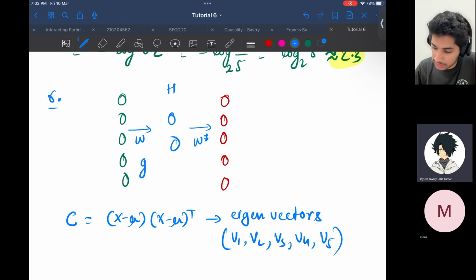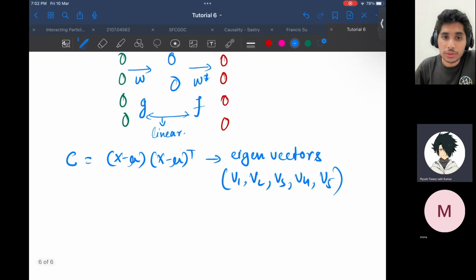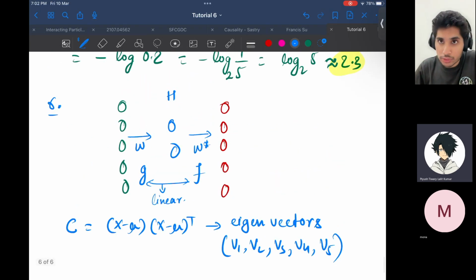G was the activation function here. F was the activation function here. What we are given is that both these G and F are actually linear. This is what has been given to us, right? So in the lectures, if you saw, we can actually relate PCA with autoencoders.